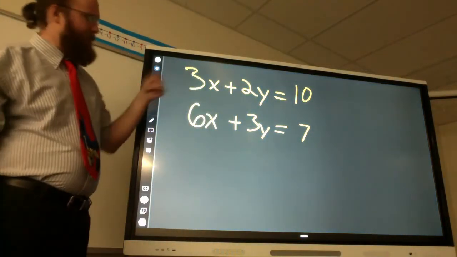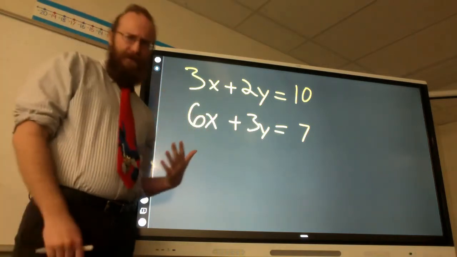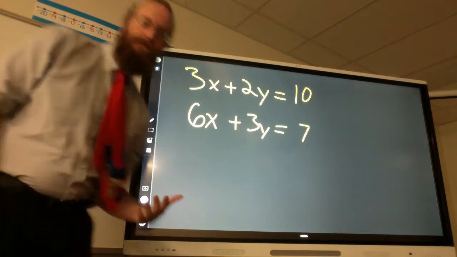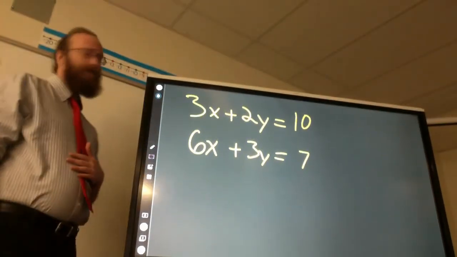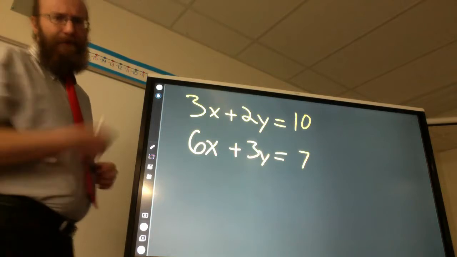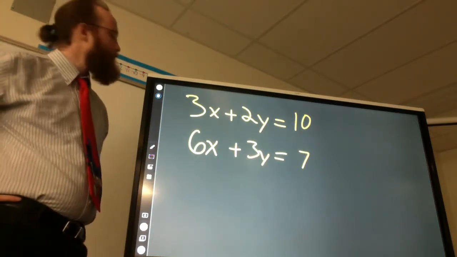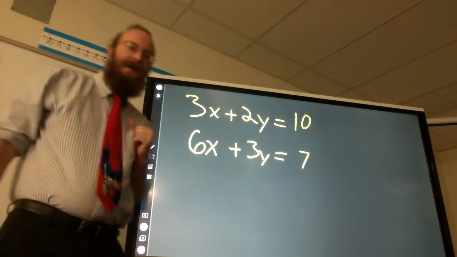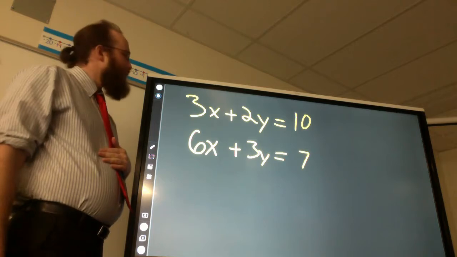Once again, we have a system of equations here, and in any system, you can solve it however you want to. However, there is always going to be a way that's easier. And Mr. Cartwright's all about the easiest way possible. So, in this system, we have 3x plus 2y equals 10, and 6x plus 3y equals 7. I can see that 3x and 6x can cancel each other out, but they're not quite there yet. So what do I need to do?